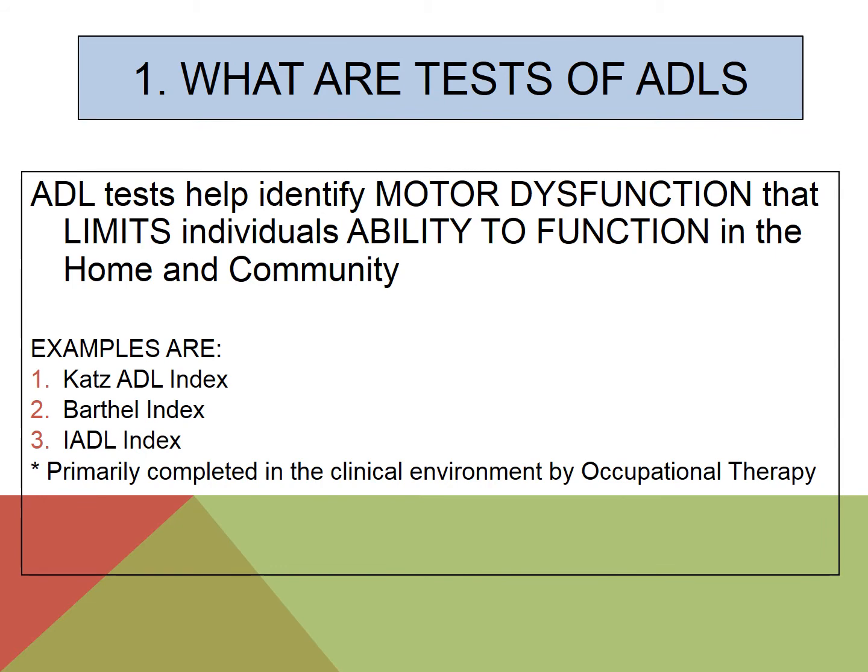So ADL tests are going to help identify motor dysfunction that limits an individual's ability to function in their home and community. So it's going to be objective tests that give scores based on that patient's performance. You see listed there 3 examples of ADL tests. In the clinic, usually these are performed by occupational therapists. So having an idea of knowing that they are a test for ADL measure is what you need to know. And if you needed to look further up, you could look up what is entailed in each of the tests.